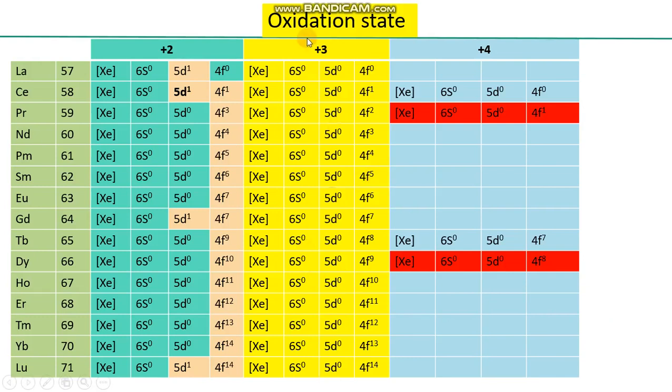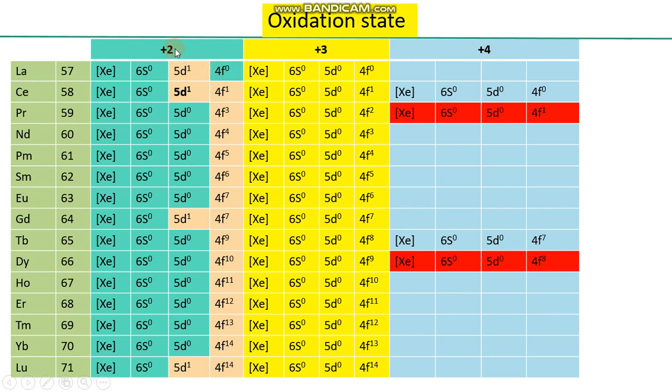Let's come to oxidation state. And as we discussed in electronic configuration, certain systems were either empty, half filled, or completely filled. So those systems will now work here in explaining the oxidation state of lanthanides. Most lanthanides have been found to exist in +2, +3, and +4 oxidation states.